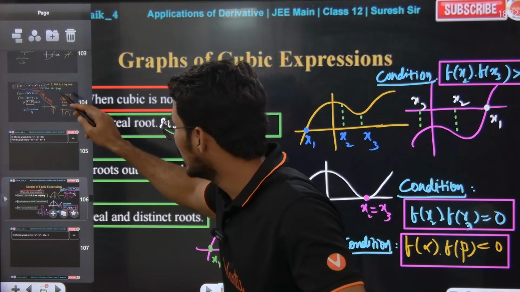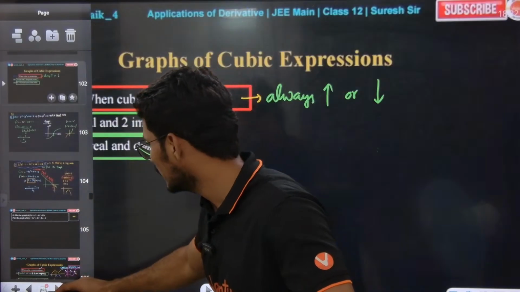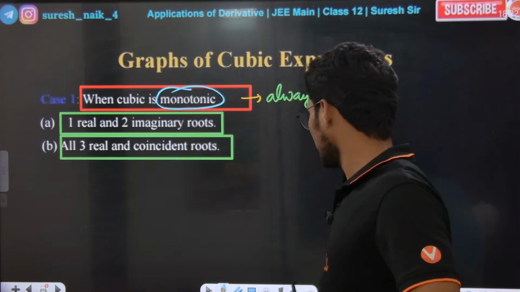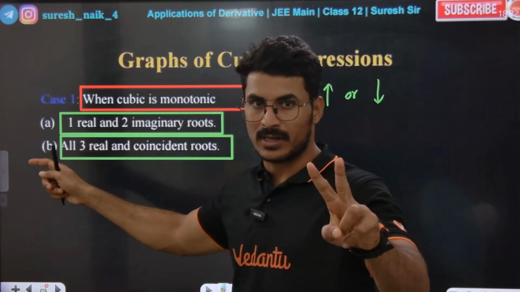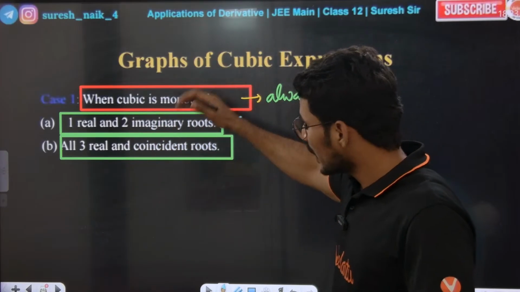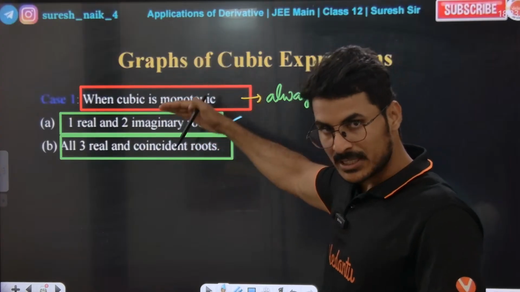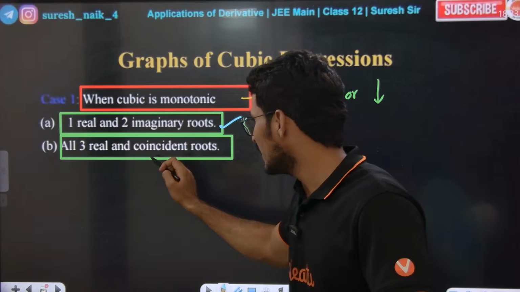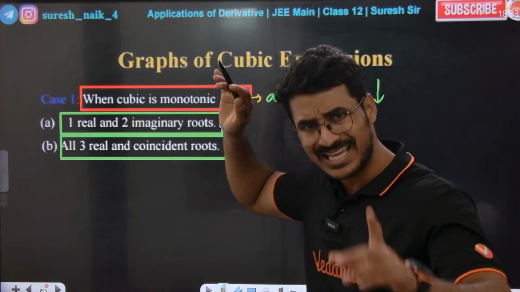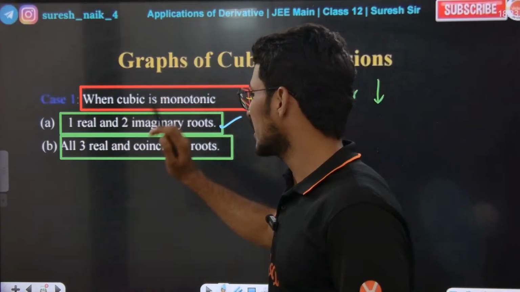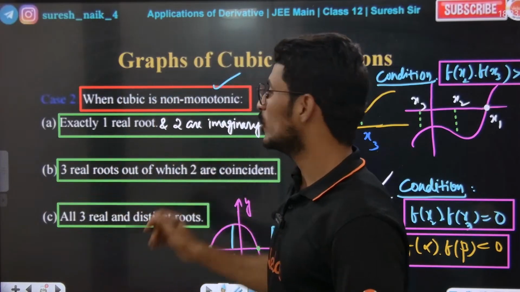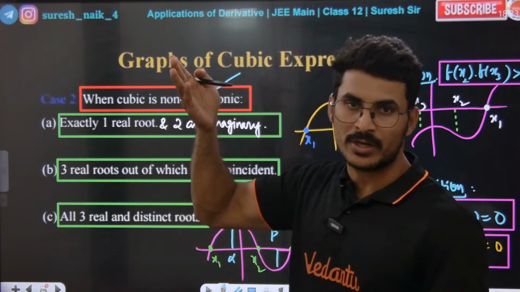Now look here. One real root and two imaginary, it can be monotonic, it can be non-monotonic as well, because this condition is available in both case 1 and case 2. Here, all three are coincident roots, all three are equal roots. Whenever they say all three are equal and real roots, definitely case 1, a monotonic graph. One real and two non-real roots, it can be monotonic or non-monotonic as well.